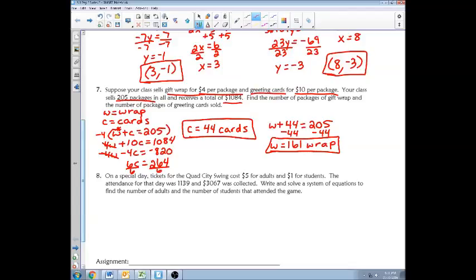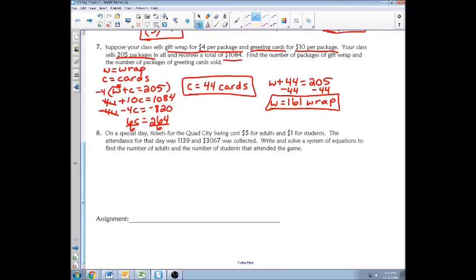Okay? On to the last story problem. On a special day, tickets for the Quad City Swing cost $5 for adults and $1 for students. The attendance for the day was 1,139 and $3,067 was collected. Write and solve a system of equations to find the number of adults and the number of students that attended the game. This is exactly like what we just did. So I'm going to use A for the number of adults. I'm going to use S for the number of students.